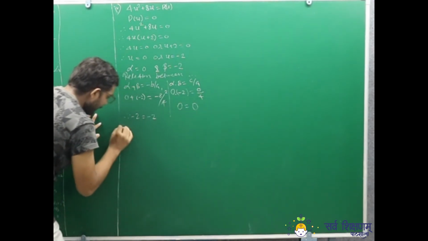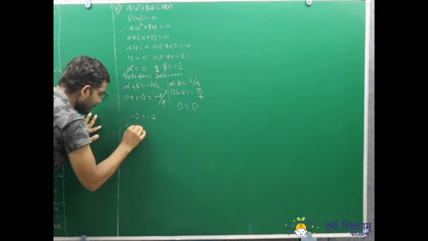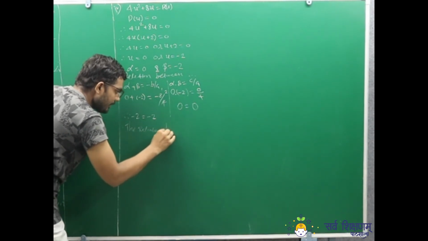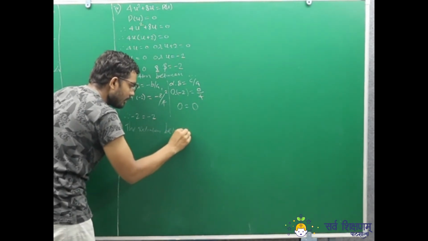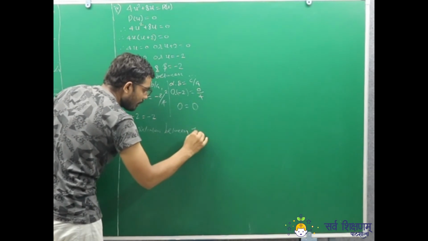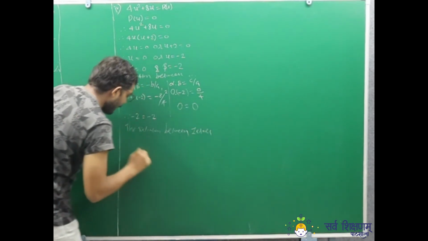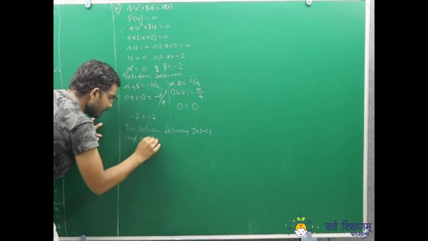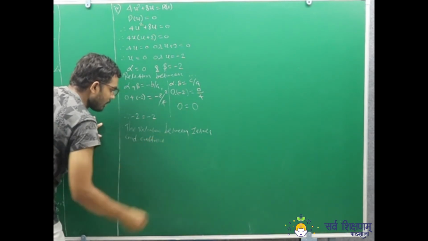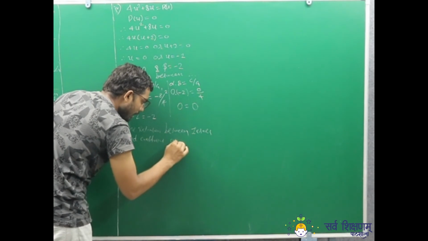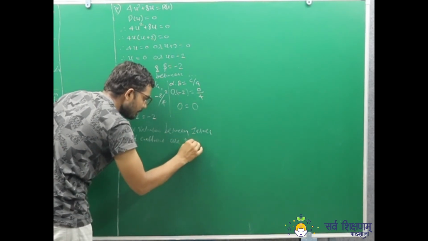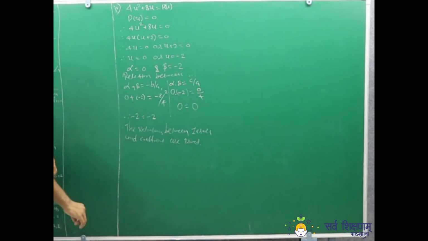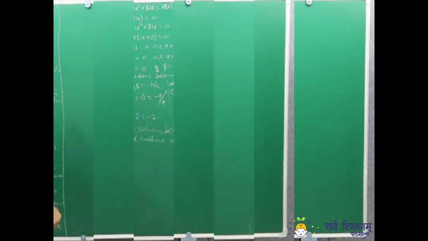Therefore we can say that the relations between zeros and coefficient of quadratic polynomial are proved.